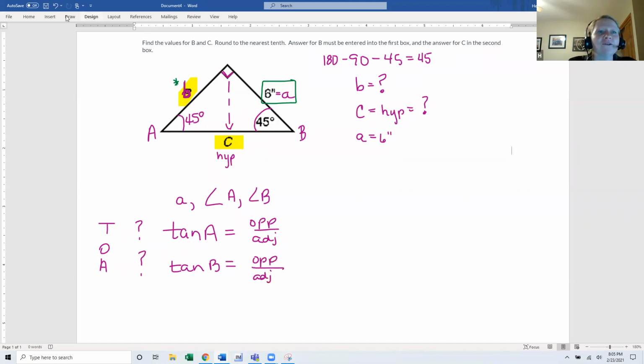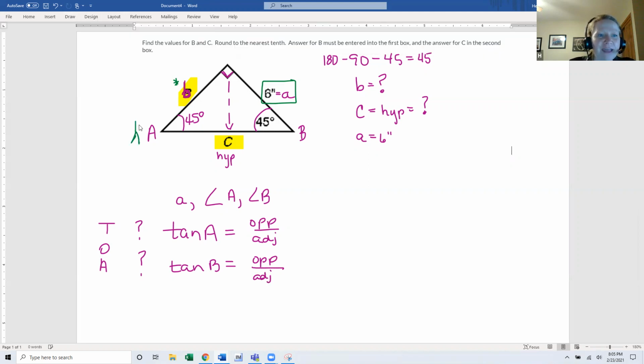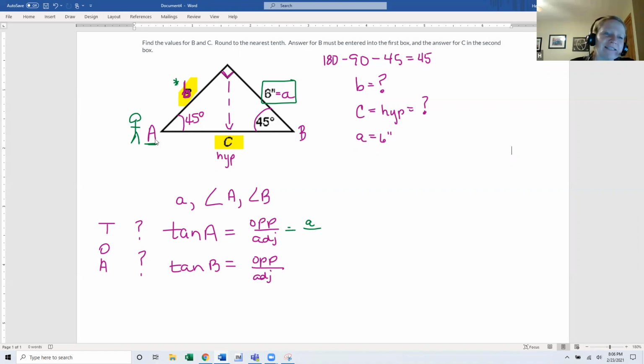All right. So I'm going to put my stick figure by angle A. I'm standing here at A. What is the opposite side from angle A? Little a. Little a, yes. This is little a. What's the adjacent side to angle A that is not the hypotenuse? Little b. Little b. Yep. All right. So tangent from the perspective of angle A is little a over little b.